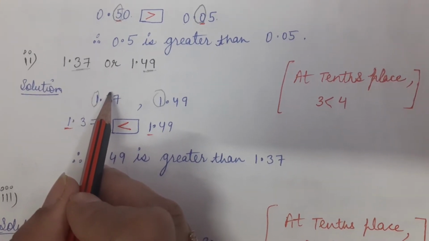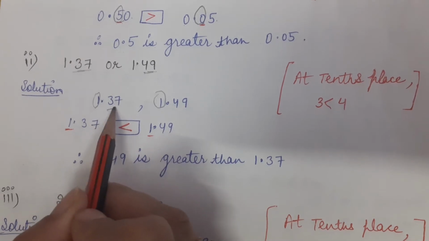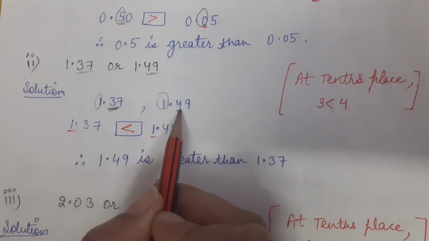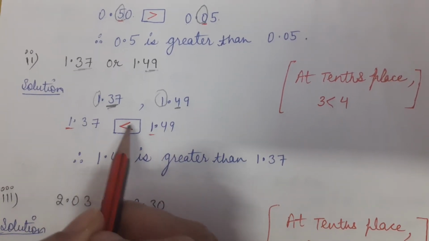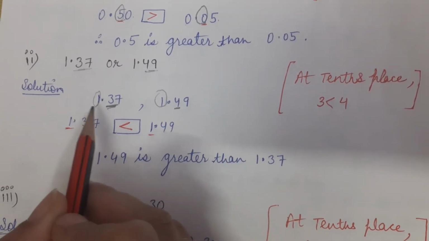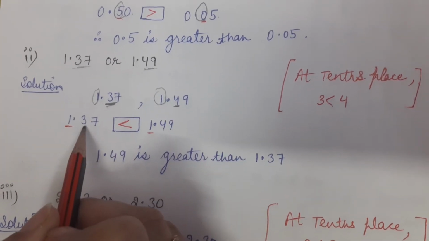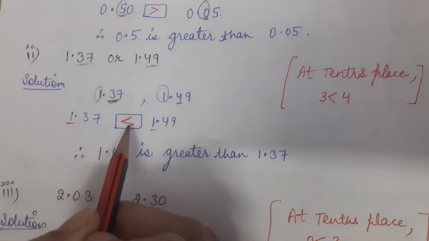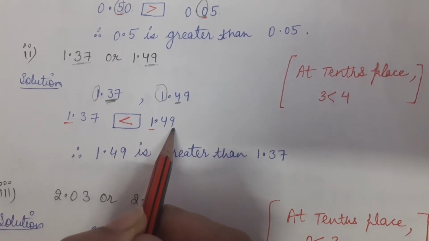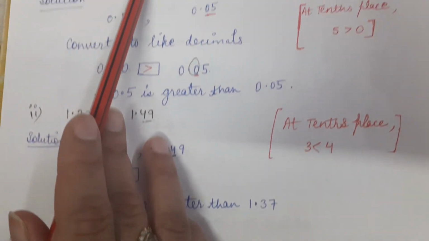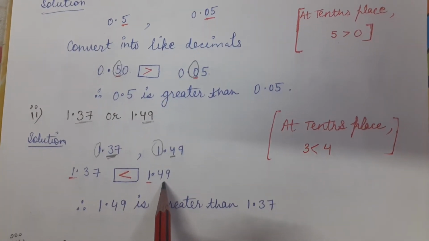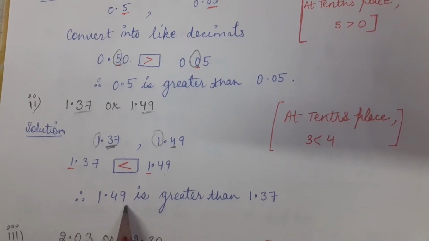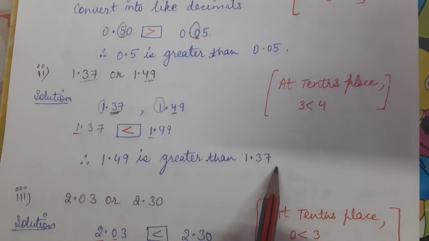That is, we move on to the tenths place. What is the tenths place here? 3. What is the tenths place here? 4. 4 is greater than 3 and 3 is less than 4. So we need not go further. We can say 1.37 is less than 1.49, or, to find the greater, 1.49 is greater. So summing up, 1.49 is greater than 1.37.